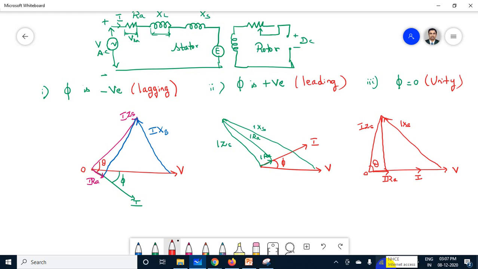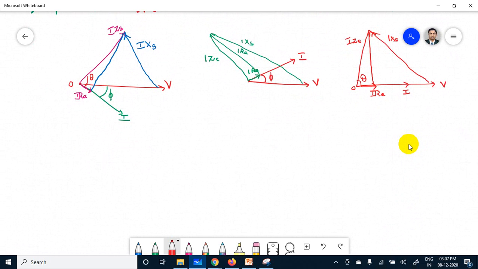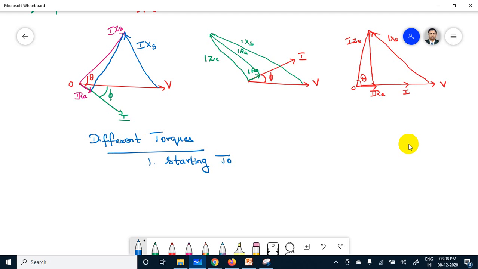In terms of torque, can anyone tell me how many torques are available? What are the different types of torques available in this synchronous motor? Can anyone tell me? Lecture number 40. Different torques are available in synchronous motor. The first torque will be the starting torque. The torque measured during the starting purpose, that is nothing but starting torque.